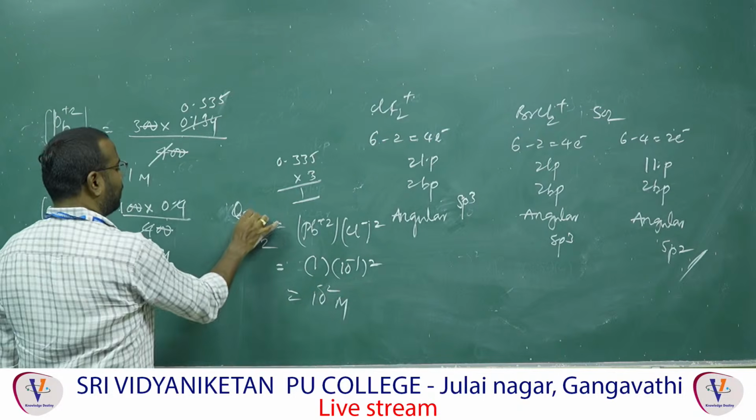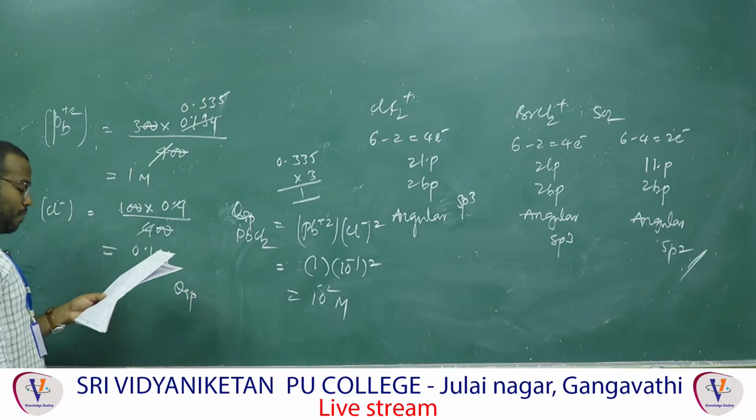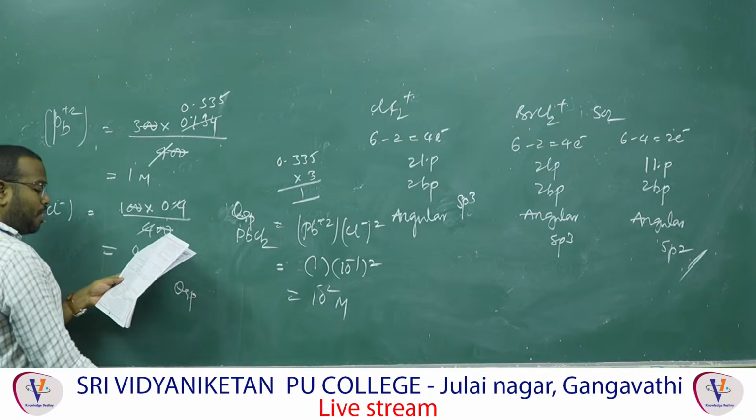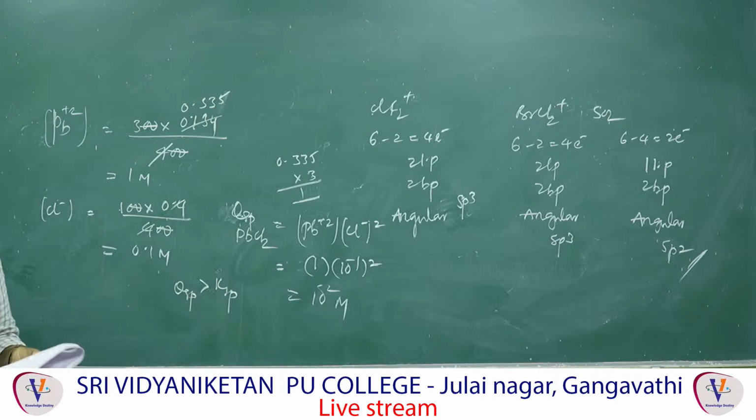This is QSP. QSP is 10 power minus 2. KSP is given to be 1.6 into 10 power minus 5. So we need to say QSP is greater than KSP. Option 2 is the correct answer.